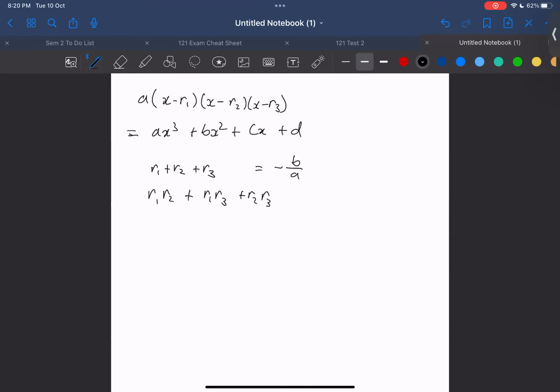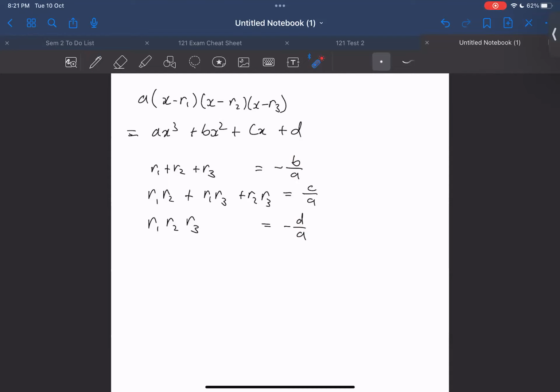And then if you take the product two at a time, so r1 times r2, r1 times r3, r2 times r3, those are the three ways of grouping the roots in pairs, and you sum them, you get that as c over a. And then there's only one way of grouping them in groups of three, and that gives you negative d over a. So what you should notice here is that it goes b, c, d, and it always starts with negative b over a, but then it switches signs every time. So negative b over a, c over a, negative d over a.